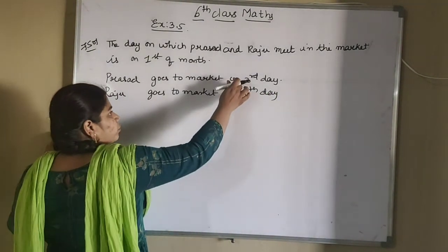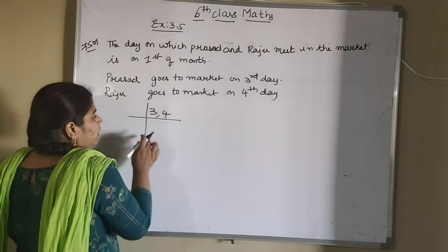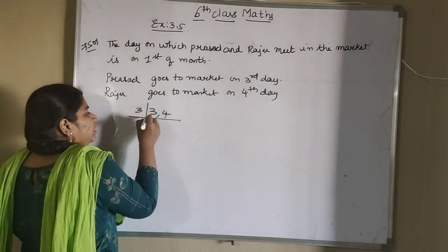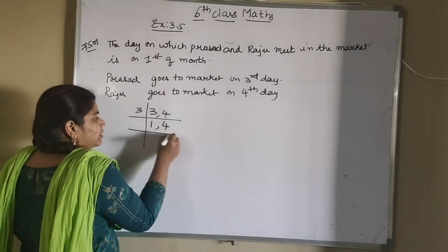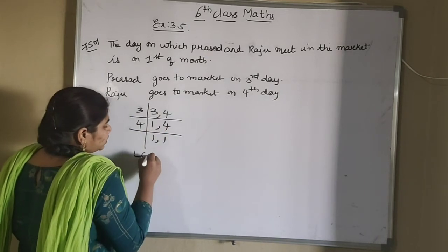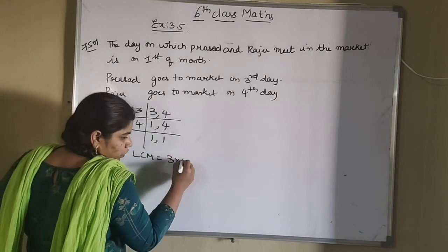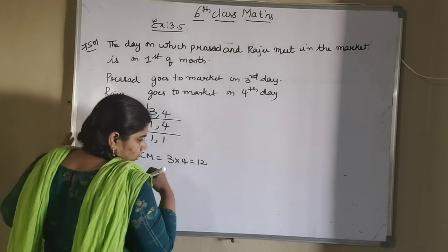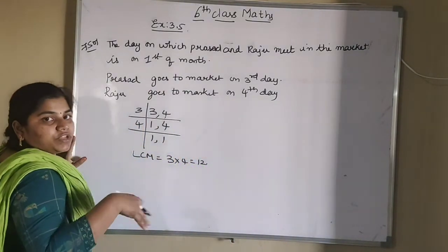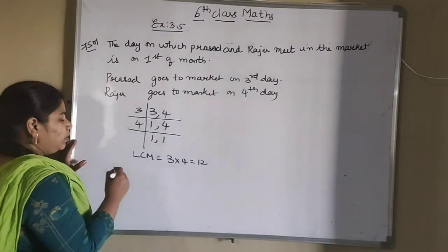So what we have to find again, when they will meet we have to find. So what we have to do, we have to take the LCM of 3 and 4. So what is the LCM of 3 and 4? We don't have any common multiples, so with that number only we have to do. 3 ones are 3, 4 as it is, again with the 4 table. 4 ones are 4. So what is the LCM? You got it as 12 here, that is 3 into 4 is equal to 12. So Prasad and Raju meet again after 12 days. Again they will meet after how many days? After 12 days they will meet.